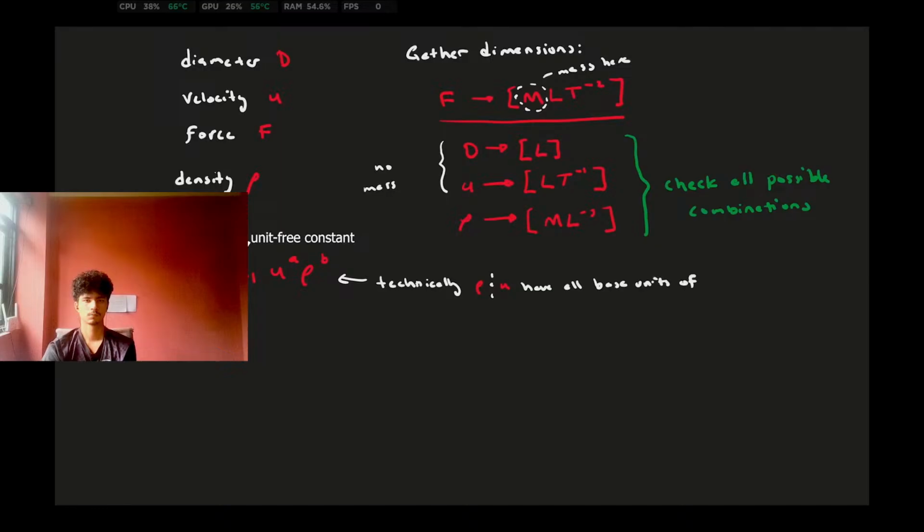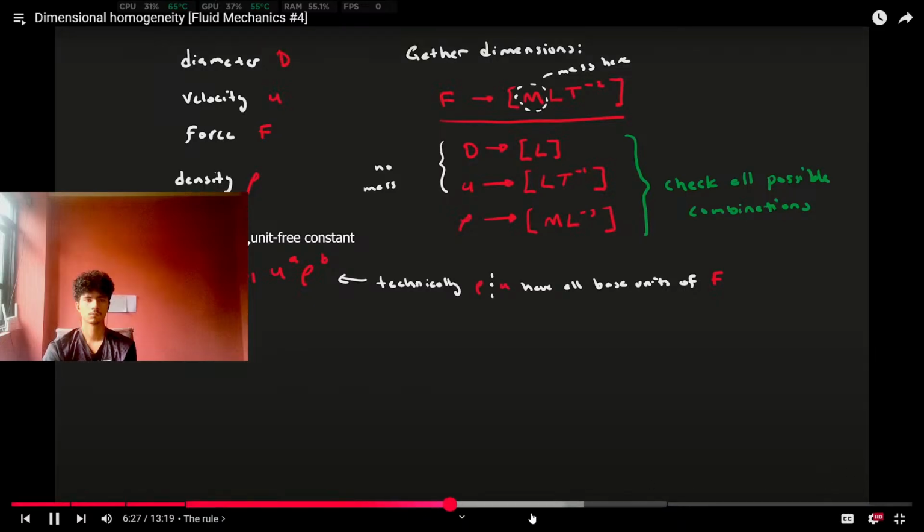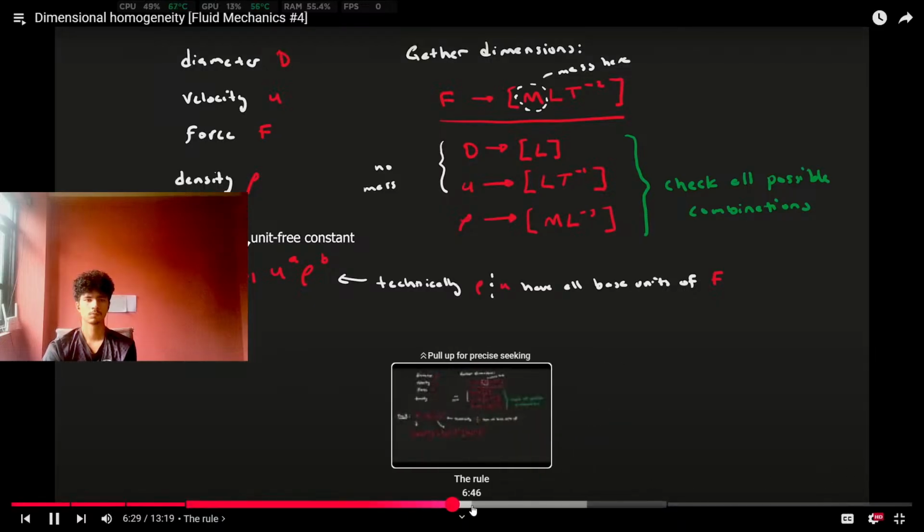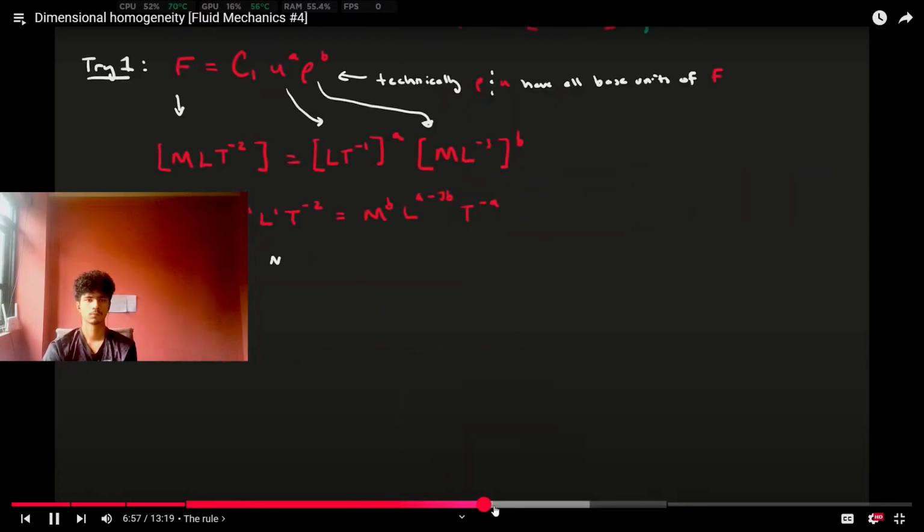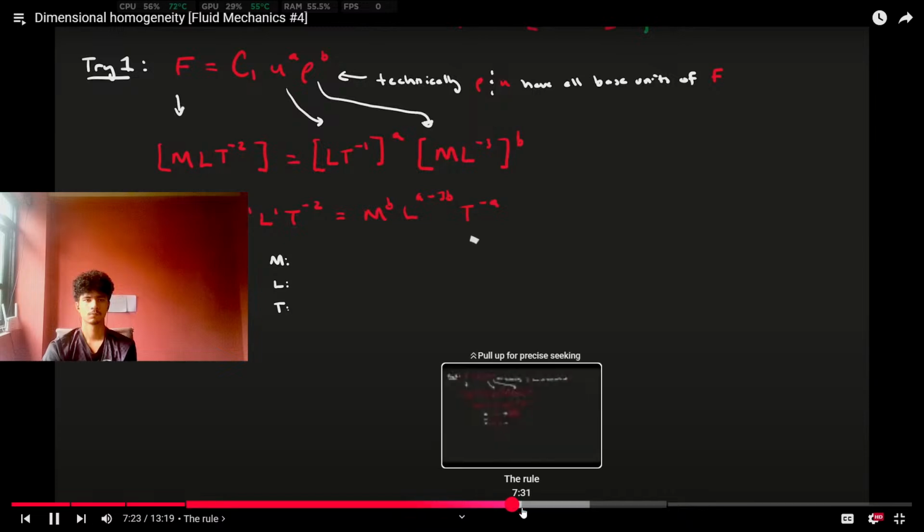Here, F equals U to the a and rho to the b, where we are solving for a and b. With this type of analysis, there is always an unknown unit-free constant out front. This is the best we'll be able to do with dimensional analysis. We won't be able to solve for the constant, but we will know how force behaves with the base units. Each base unit is in this combination.